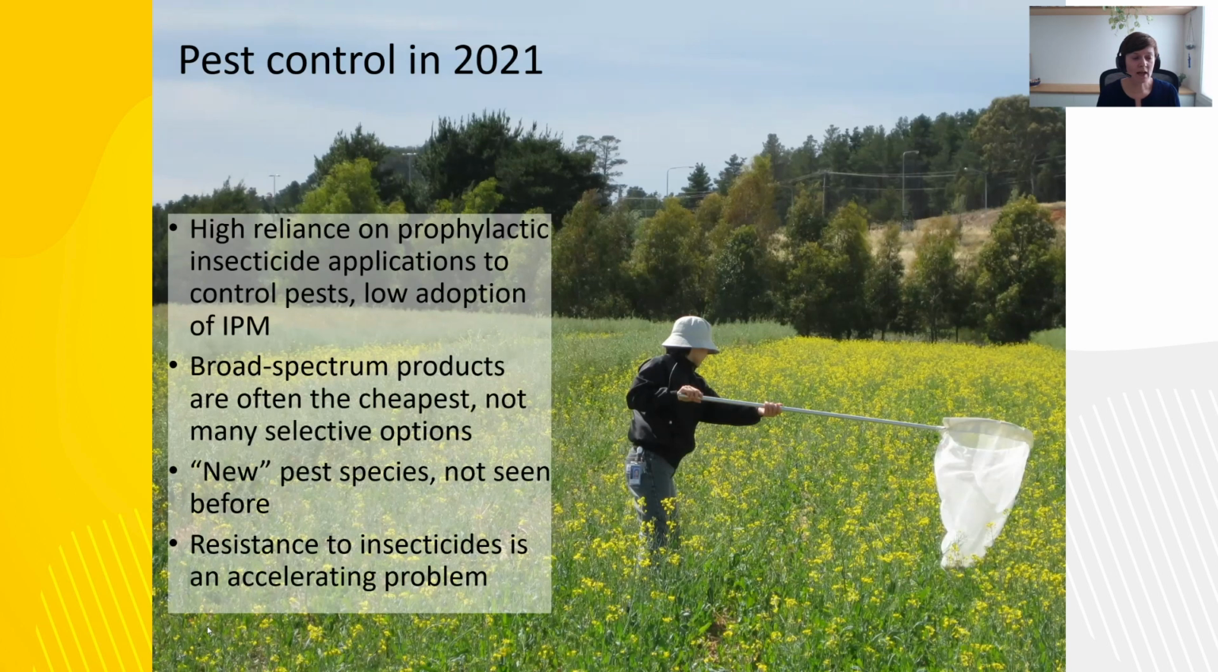And then we don't actually have many selective options for grains pests, and those that we do have tend to be more expensive. There's a whole series of new challenges that growers are facing around new pest species. I've put them in inverted commas because these aren't really exotic species that have come in. They're more the omnivores and detritivores that we haven't seen as pests in the past, but are now becoming issues. And also resistance to insecticides is an accelerating problem.